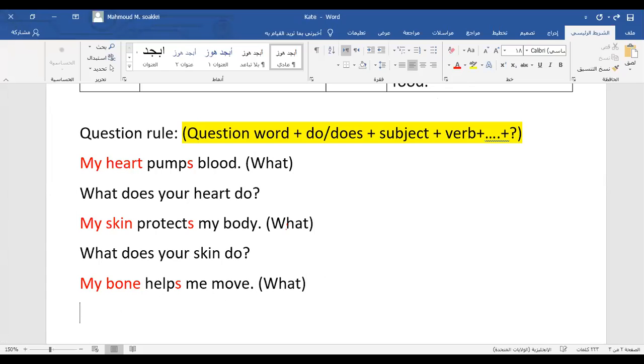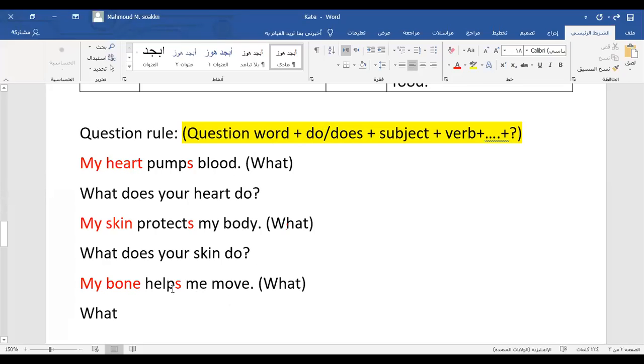So the first thing, I write the question word. Look at the grammar rule, Omar Izzat. After the question word, what should I write? Do or does, right? Do or does. Okay? Look here. Now, I want to choose one of them. I will choose do or does. Look at the verb and you will know the answer. Where is the verb in your sentence? Is it my bone or helps or me or move? Where is the verb? Helps.